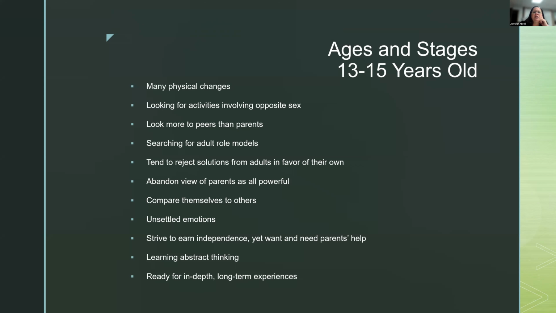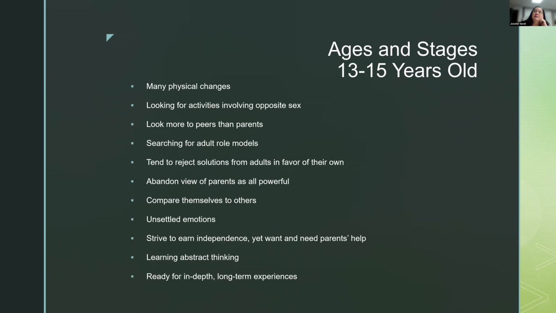So this is where they're starting to get a little more interested in the opposite sex, right? So they're looking at more activities that they can do with the opposite sex, and they're looking more to their peers than their parents. This is where they're starting to separate a little more from their parents. They're searching for other adult role models other than their parents, right?